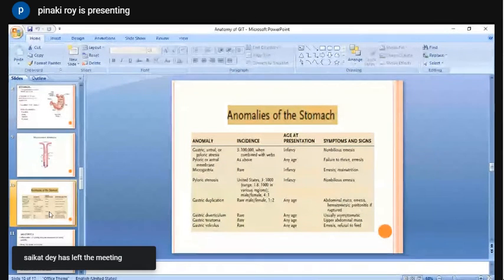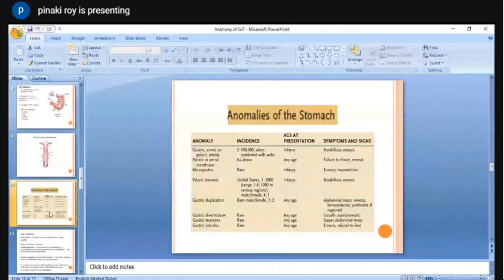Another congenital anomalies are there. That is not much important. That is pyloric atresia. Sometimes we get some membranes within the pylorus. Sometimes gastric diverticulum. All those things.